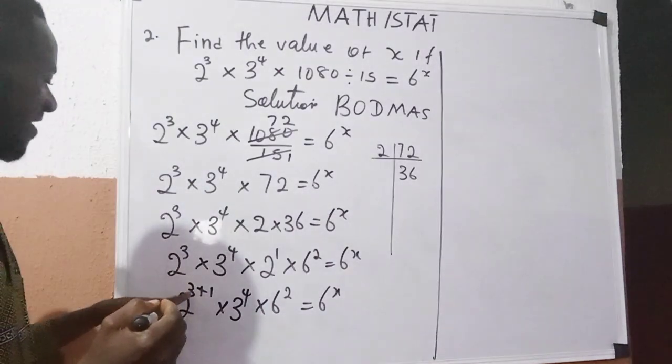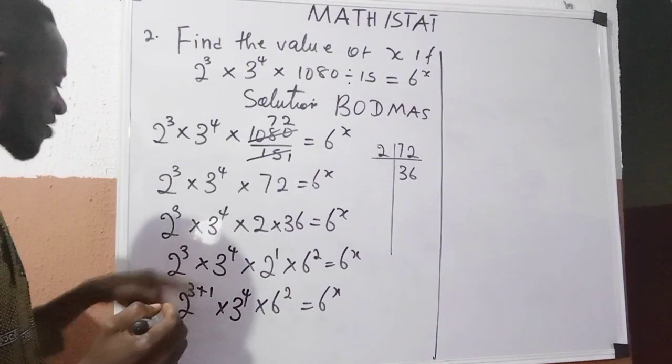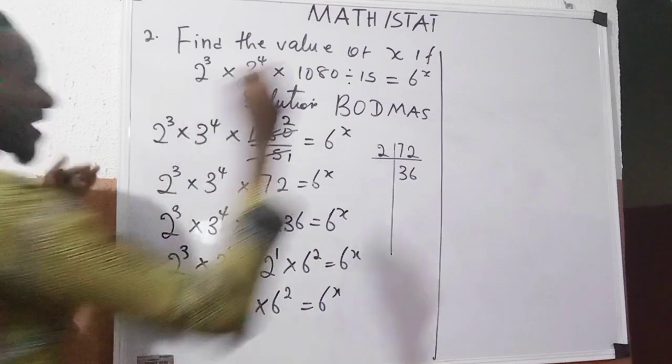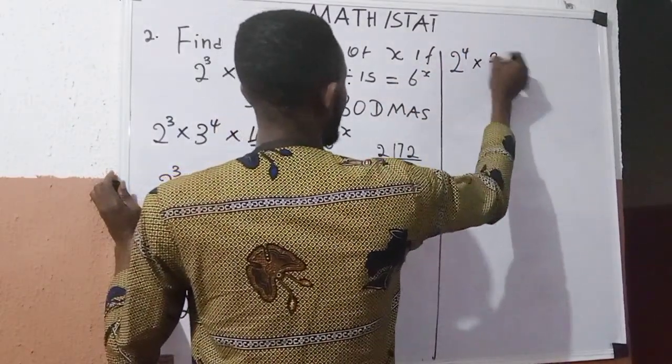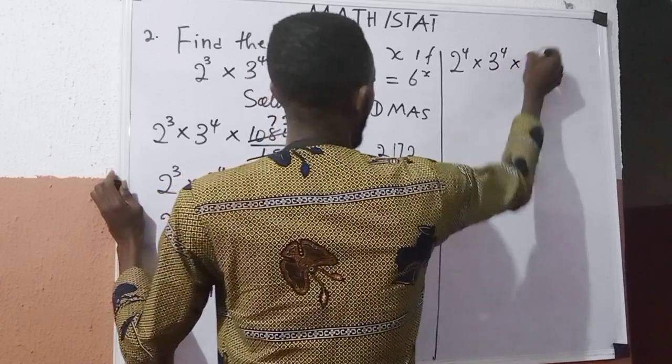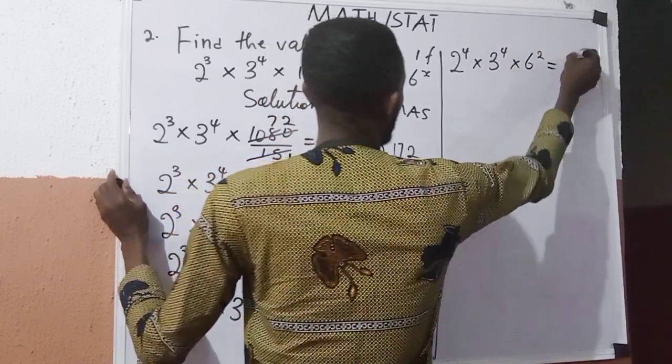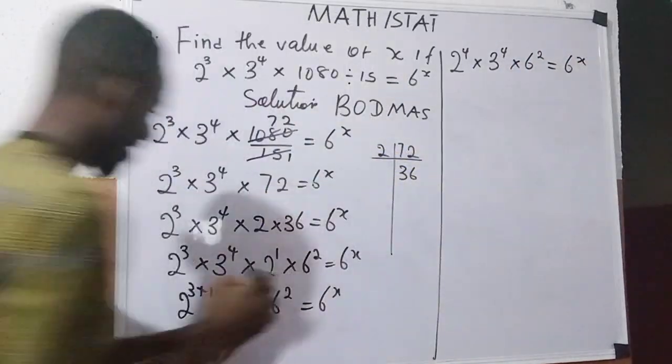Now, what is the power here? 3 and 1. 3 plus 1 is 4. So what I have here becomes 2 raised to power 4 multiplied by 3 raised to power 4 multiplied by 6 raised to power 2 equals 6 raised to power X. That's what I now have here.